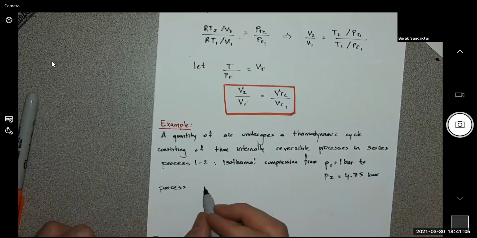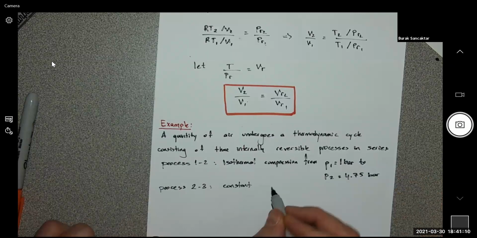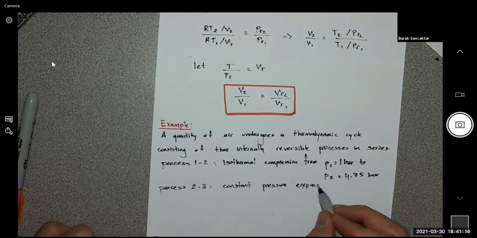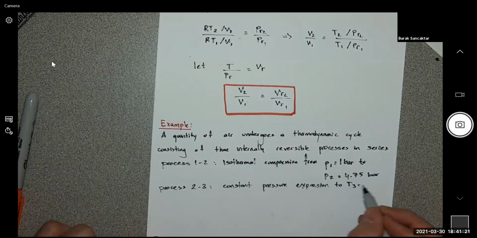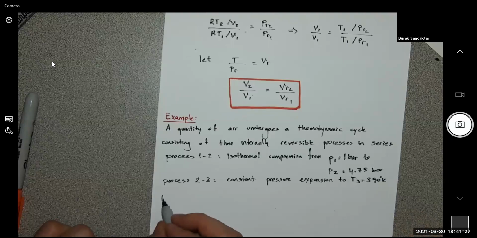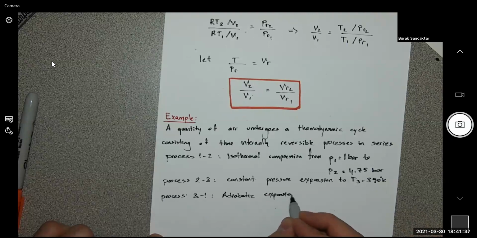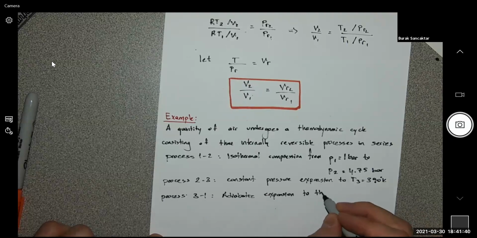Process 2 to 3, the constant pressure expansion to temperature 390 Kelvin. And process 3 to 1 is adiabatic expansion to initial state.